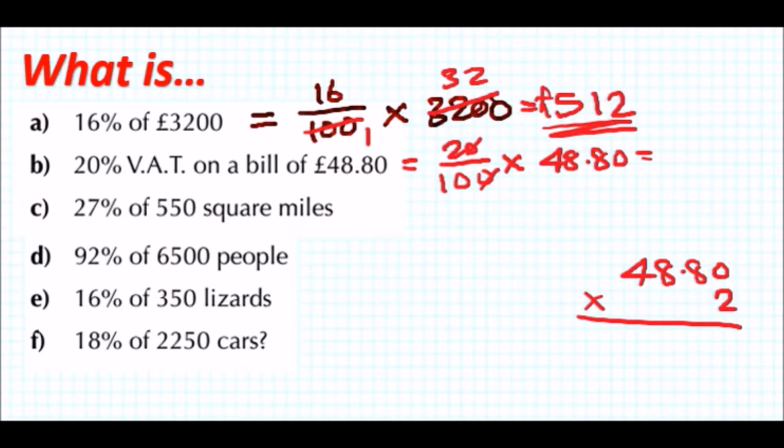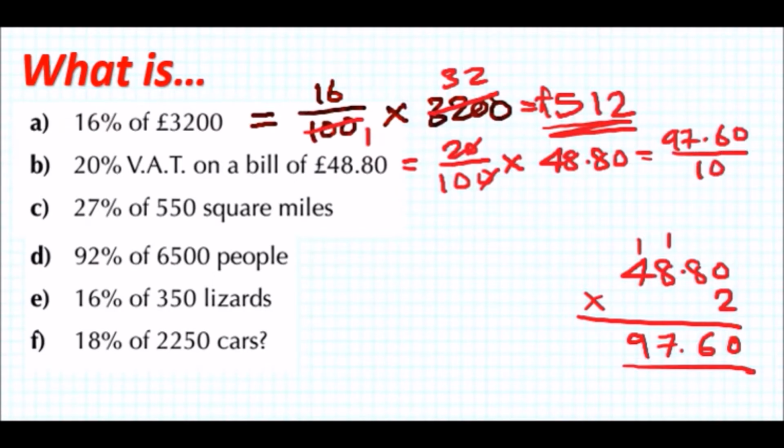So 2 times 0 is nothing. 2 times 8 is 16. 2 times 8 is 16 plus the 1 is 17. And 2 times 4 is 8 plus 1 is 9. So we're going to get 97.60 over 10. And now, because you're dividing by 10, you can move the decimal one place to the left. So the answer is 9.76, £9.76.